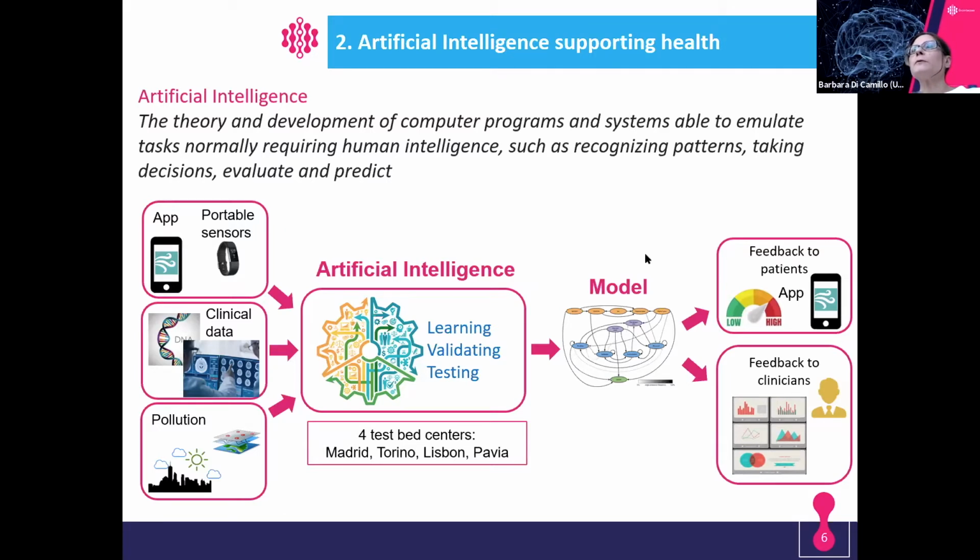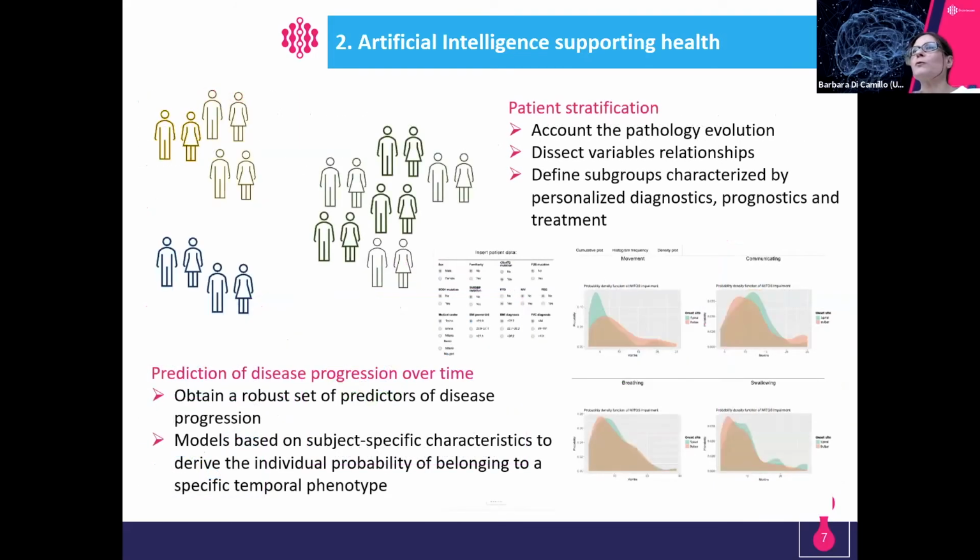And what are we going to predict and to do with the AI model? We want to stratify patients in order to account for different evolutions of the disease, but also to dissect the relationships among variables, because this gives a more clear view of the disease, a more clear understanding. We want to define subgroups of patients characterized by different diagnostic, prognostic, and maybe different treatment, and to predict the disease progression over time in order to obtain, on one hand, a robust set of predictors of disease progression, and on the other, models that are based on subject-specific characteristics. So, for example, here you can see the predicted evolution of the disease in terms of impairment for groups of patients with different characteristics.